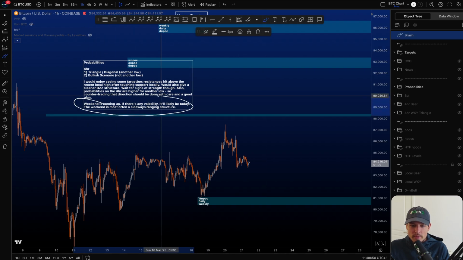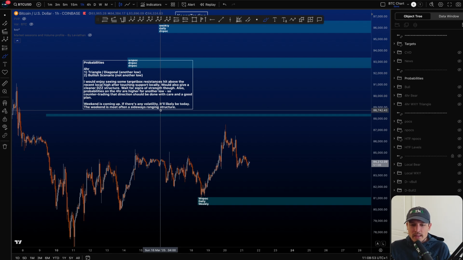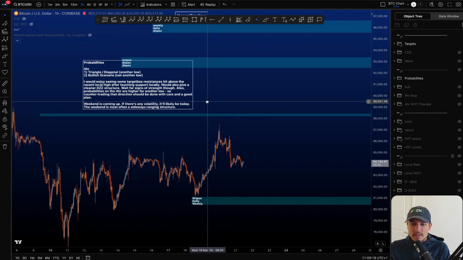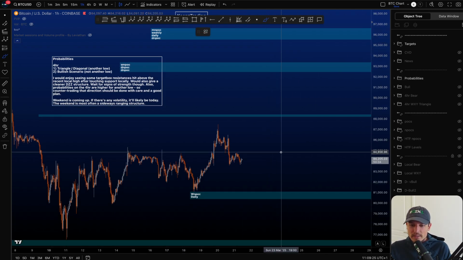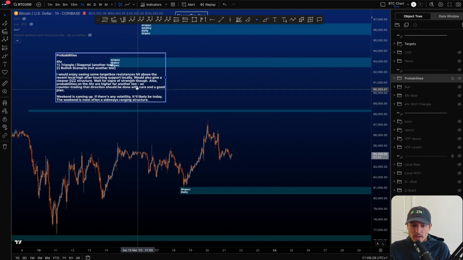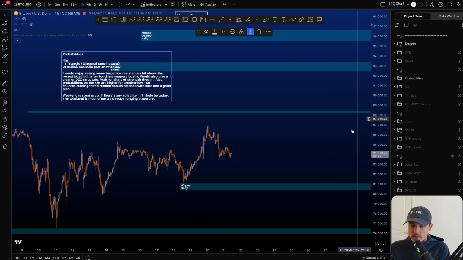Now, the weekend is coming up. If there is any volatility, then let it be today, before the weekend. Once the weekend starts, you can check the statistics over the past years. Most commonly, the weekend is a sideways ranging structure. Not always, never 100%, but by far most often, the weekend is a sideways ranging structure. So if we do get any sort of volatility, then very likely it will be today. There is no high impact news today, but it doesn't mean the chart cannot move on days like these. It can definitely move on days like these. So just something to be aware of, of course, with regards to the weekend coming up.